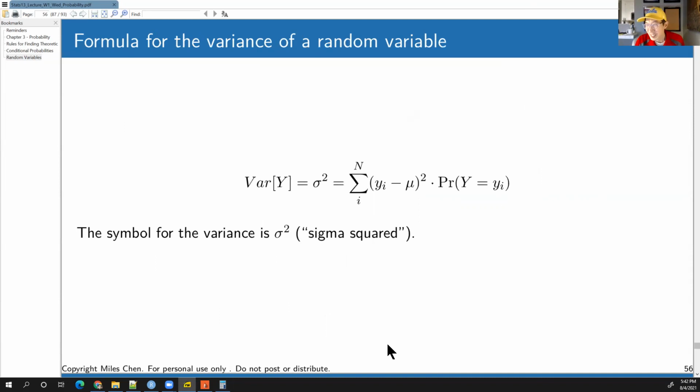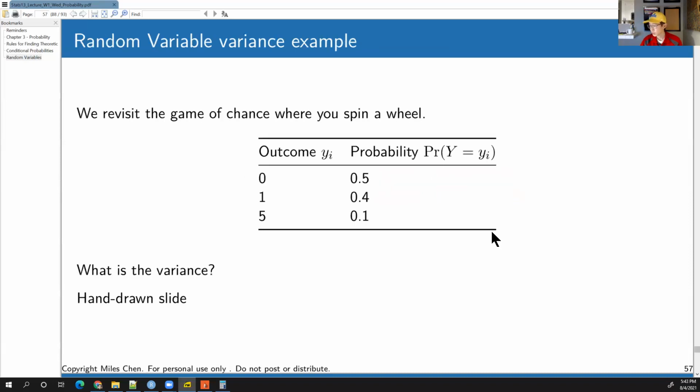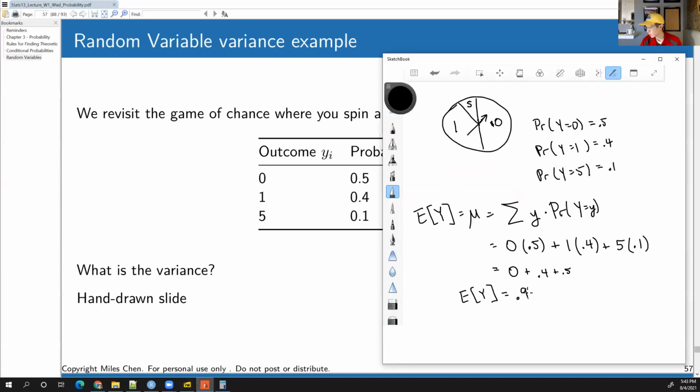Okay. All right. We can also ask about the variance. The variance and the standard deviation, which is the square root of the variance. The symbol for the variance is sigma squared. You first have to find the mean or the expected value, and then we take each value, subtract off the mean, square it, multiply it by the probability of getting that value, and sum them all up. Okay, so let's go ahead and try this out.